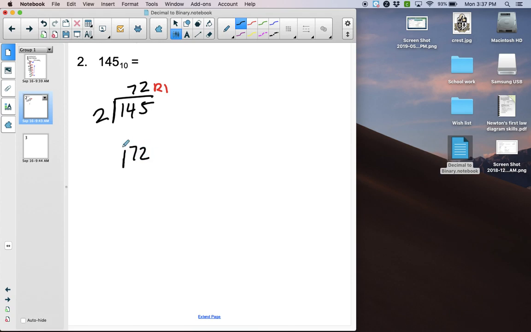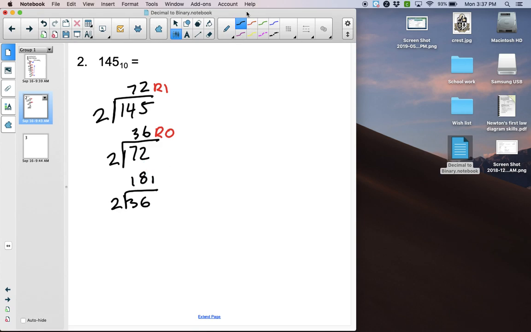Now we have 72 divided by 2. So this would be 36. It goes in evenly, so there is no remainder, a remainder of 0. Now we're going to do 36 divided by 2. So this one would be 18, and then still a remainder of 0.